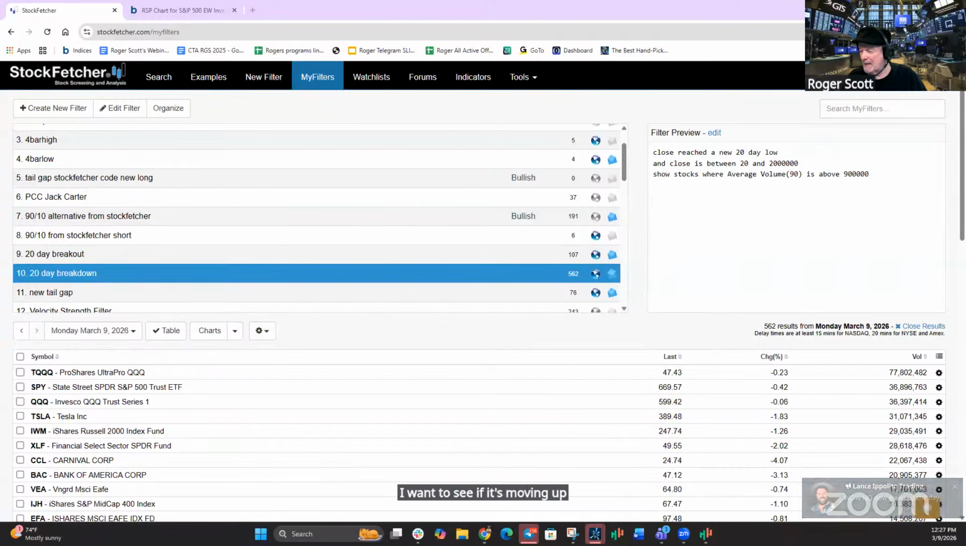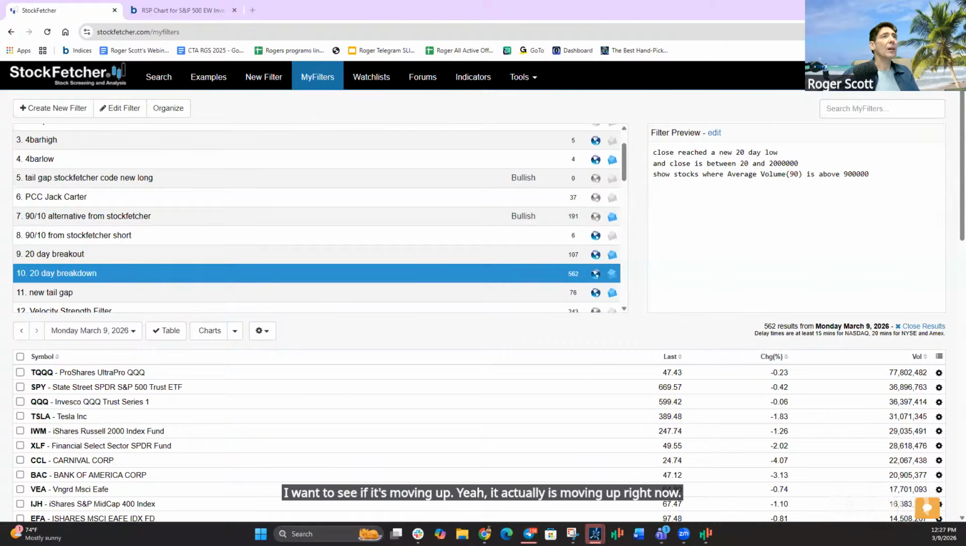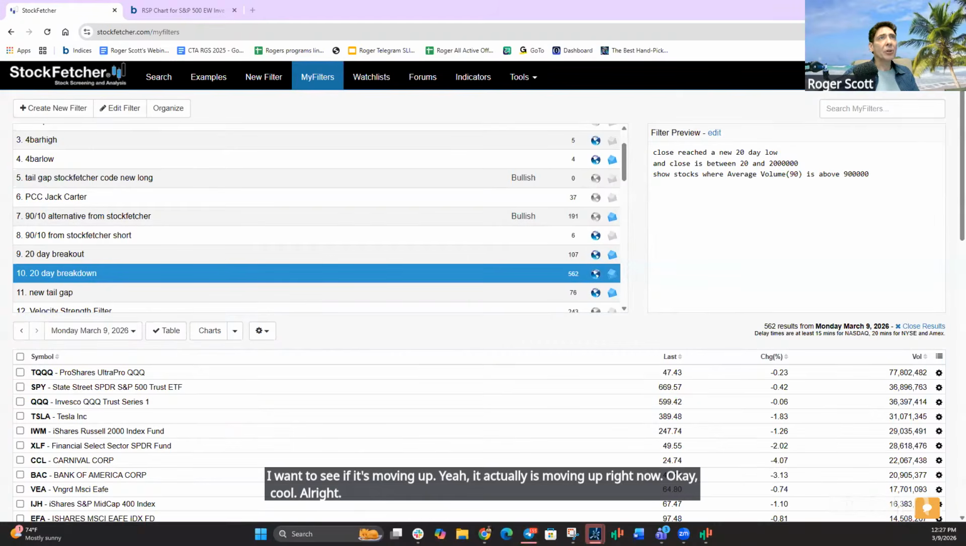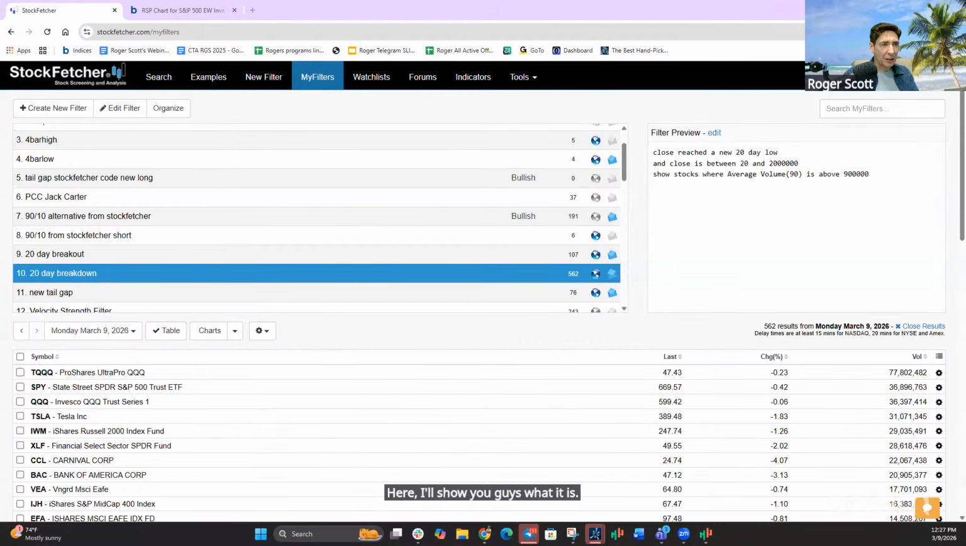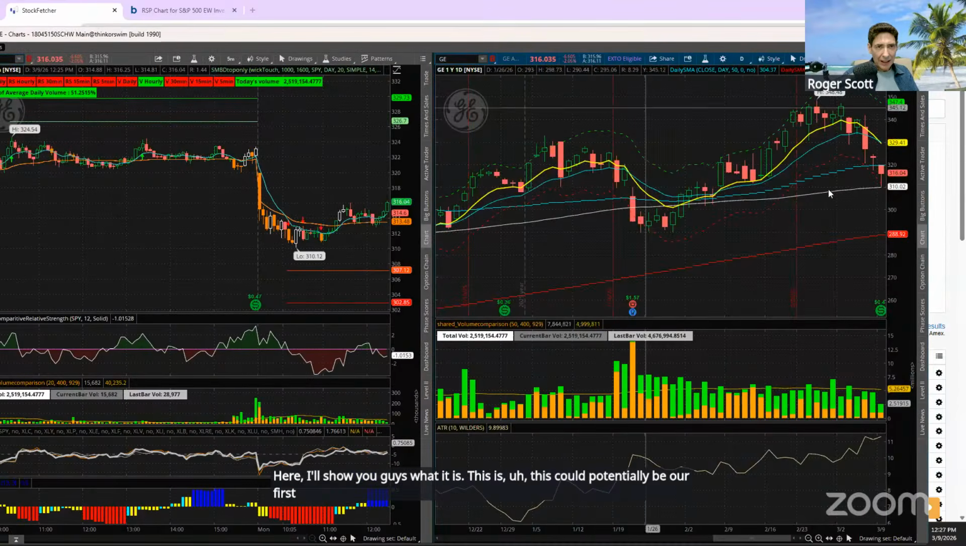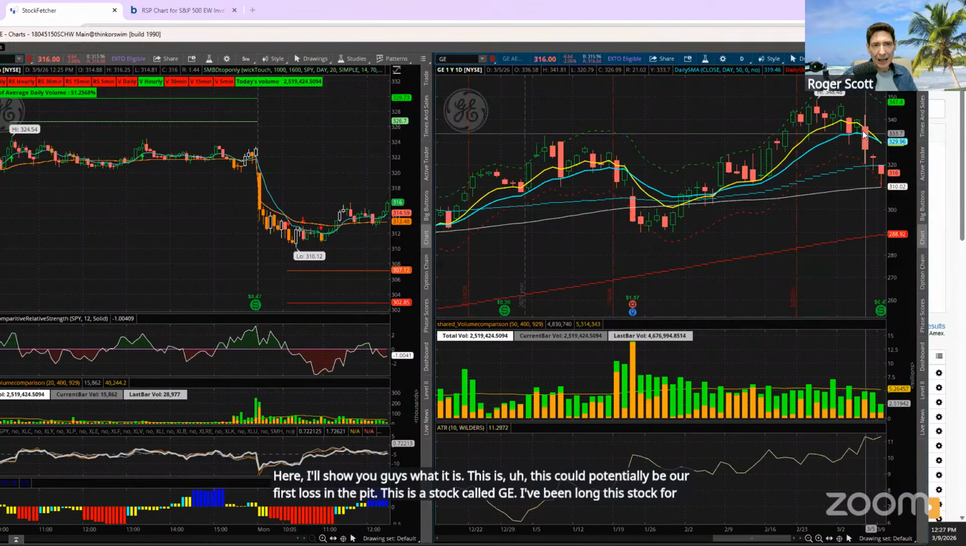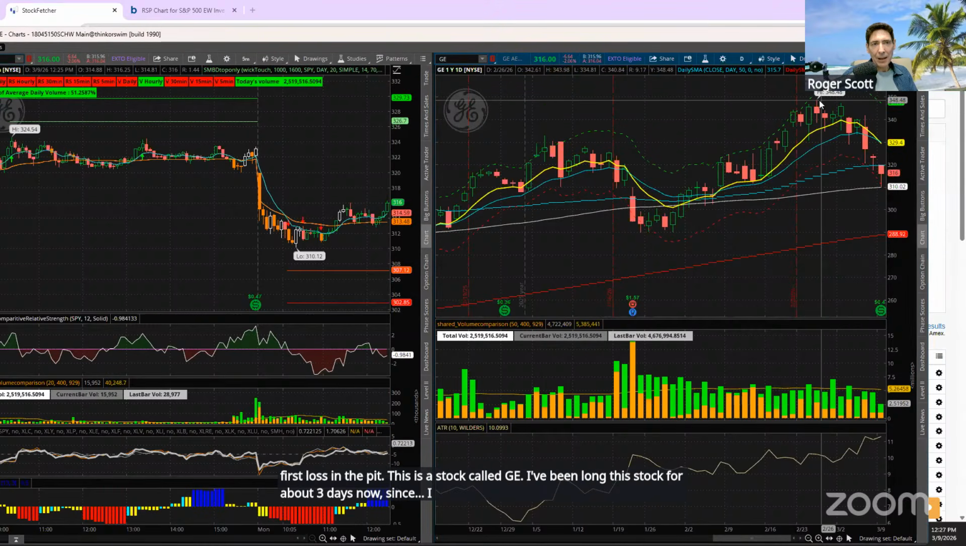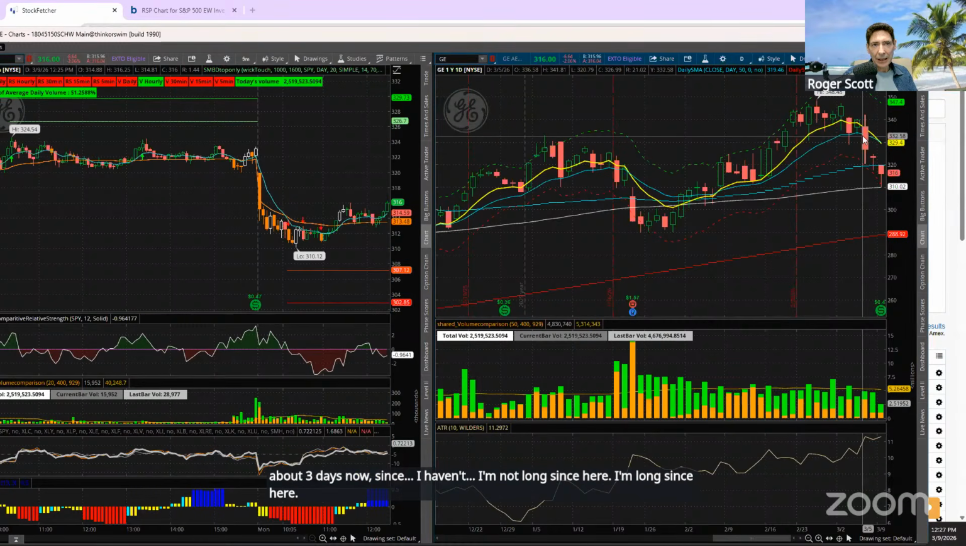Yeah, it actually is moving up right now. Okay, cool. All right. Here, I'll show you guys what it is. This could potentially be our first loss in the pit. This is a stock called GE. I've been long this stock for about 3 days now. I'm long since right here.